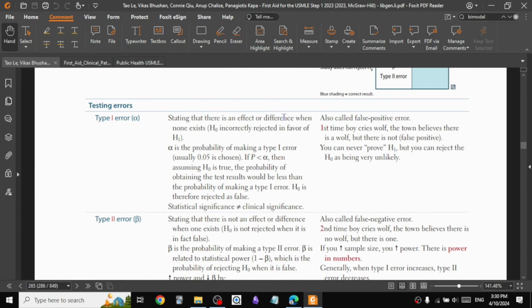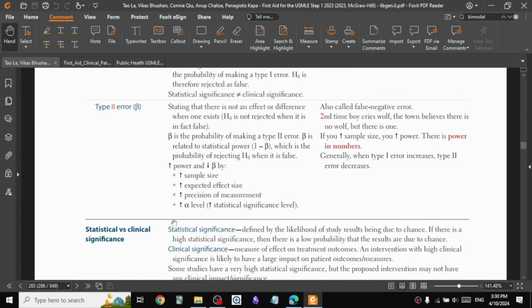And I've said this before as well, you can never prove the alternate. But you can reject the H naught as being very unlikely, right? It's easier to reject than to accept. And what are we rejecting? We're rejecting the H naught, and if I do that, I'm doing my job well, right? This is the alpha error. What is the beta error now?